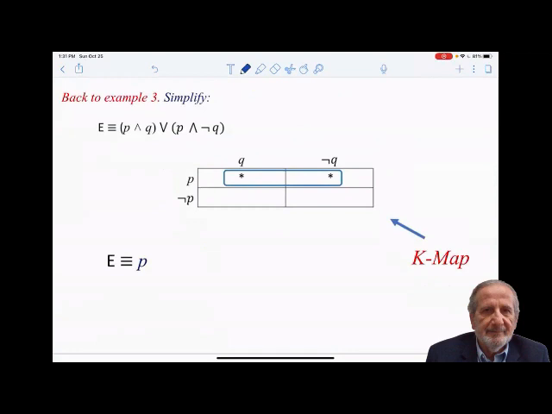Look at it here in red. So we create the K-map. We map the expression. I got these 2 stars here. I block the 2 together. The answer will be P.